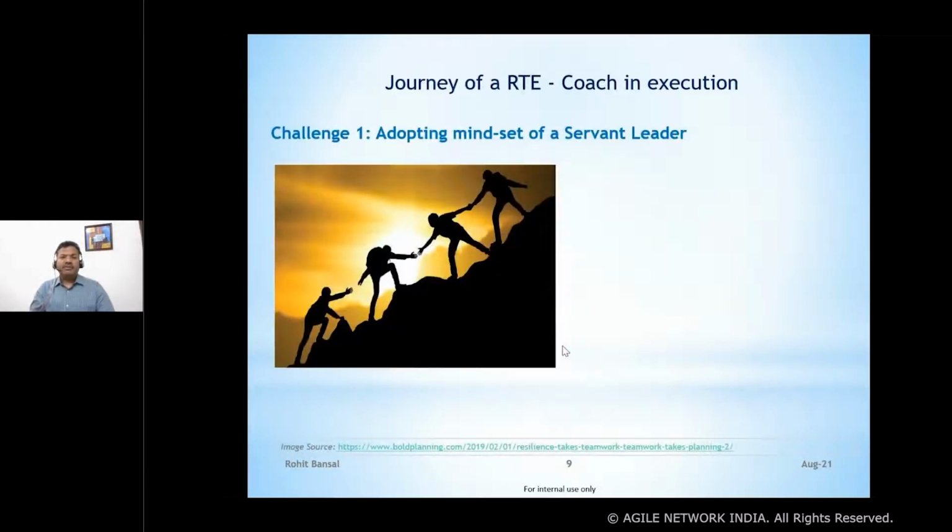So the first thing, and that for me was a challenge when I moved into the RTE role, was adopting the mindset of a servant leader. It doesn't mean that I didn't have that mindset initially, but the scale became quite a bit bigger. As soon as I became an RTE, rather than one team, I am interacting with around 12 teams. You can consider around 120 people just in feature teams, and then some other roles. So somewhere between 140 to 150 people you are interacting with, and how you exhibit that behavior is very important.